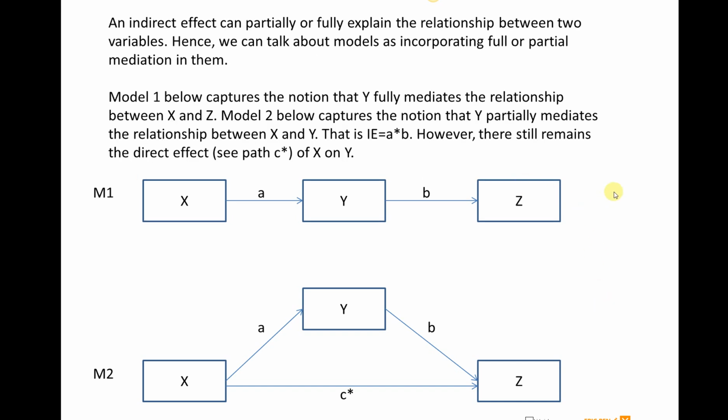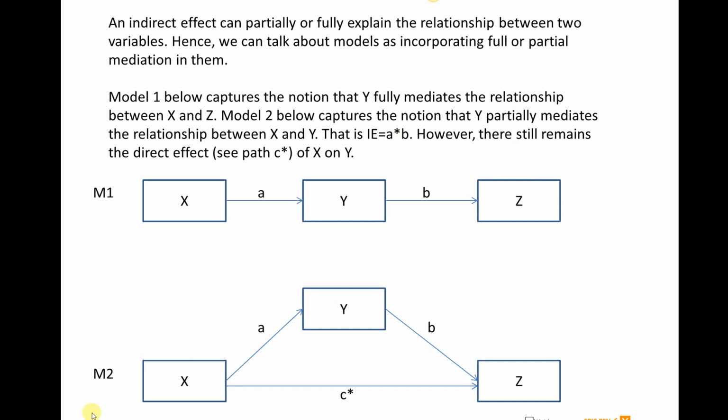Now, an indirect effect can partially or fully explain the relationship between two variables. And note, when I talk about explain, I mean it in terms of the proposed causal association. So in Model 1, we can see that the indirect effect of x on z is full, because basically there's no other relationship between x and z. All of the causal influence of x on z flows through variable y. So in this case right here, y, which is the mediating variable, is proposed to fully explain the relationship between x and z.